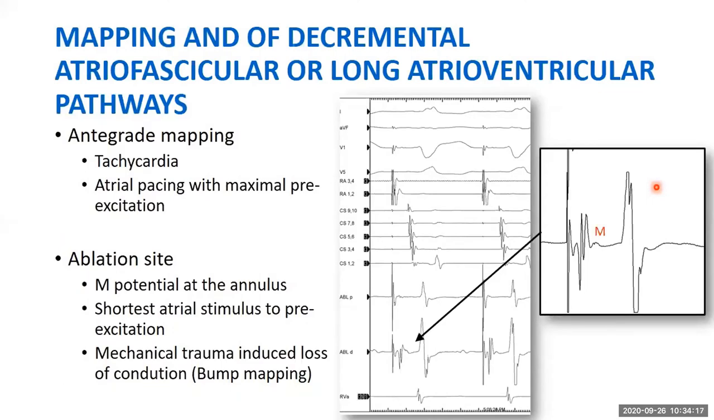However, in some patients, this cannot be observed. Other strategies include mapping the shortest atrial stimulus to pre-excitation, or ablating at a site where mechanical trauma causes cessation of pathway conduction.